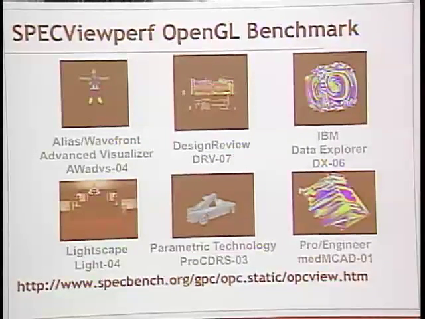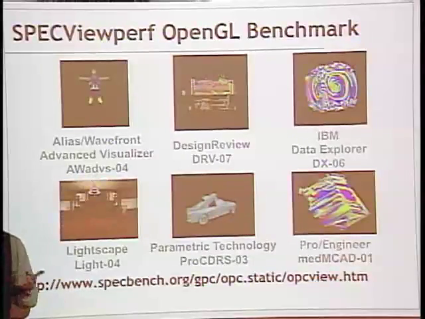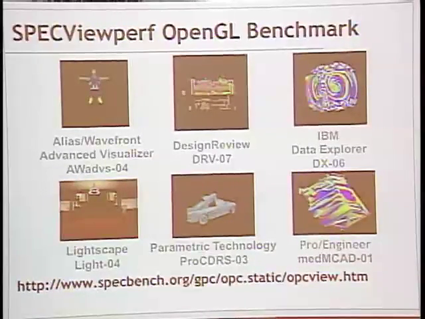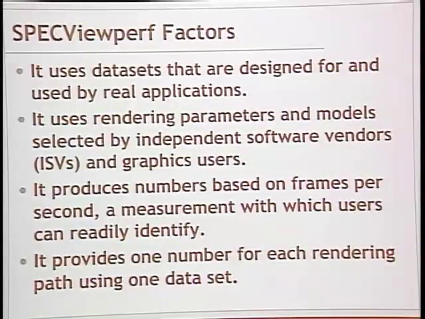One thing they did is use real applications that people cared about. They got submissions of applications from companies that cared about them. So Alias Wavefront does Maya, which is a modeling kind of software. IBM does data visualization kinds of things. So they got applications people cared about, and they used these. They talked about what they cared about: they wanted real data sets, and real models that people might actually care about. Its results were based on frames per second. They wrote a whole paper on how they chose the ones that they did.